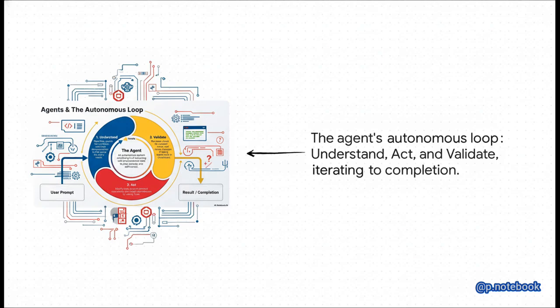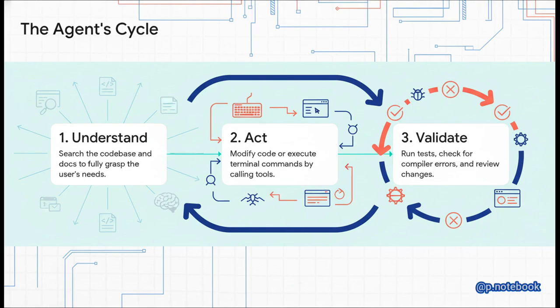And step 3, and this part is absolutely critical, it validates. It checks its own work. It runs tests, it looks for errors, and if it messed up, no big deal. It just goes right back to the understand step and tries a different approach. So yeah, just to burn it into your brain, understand, act, validate. That's the agentic loop. It's this constant cycle of planning, doing, and self-correcting over and over again until the job is done.